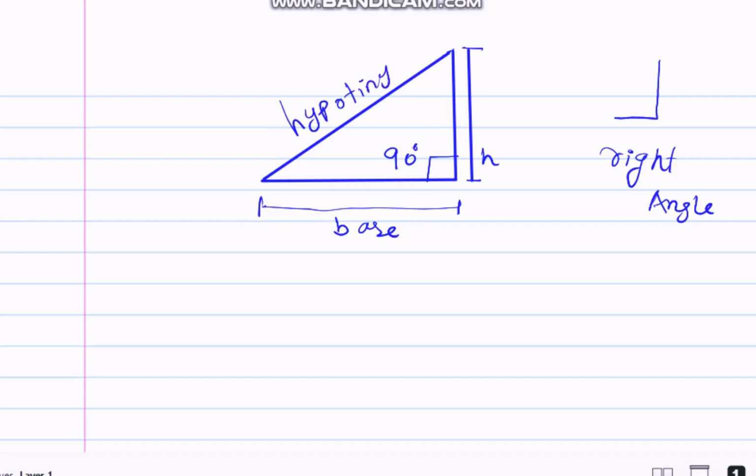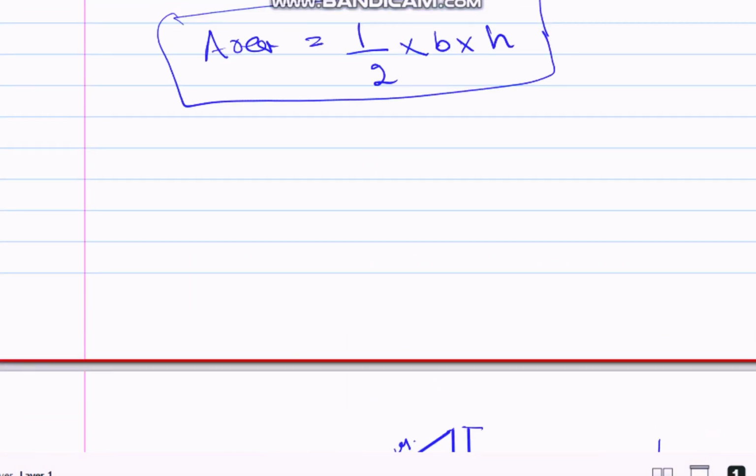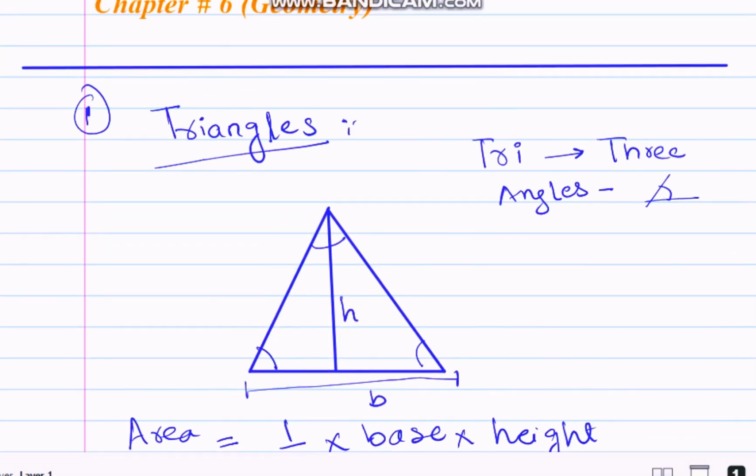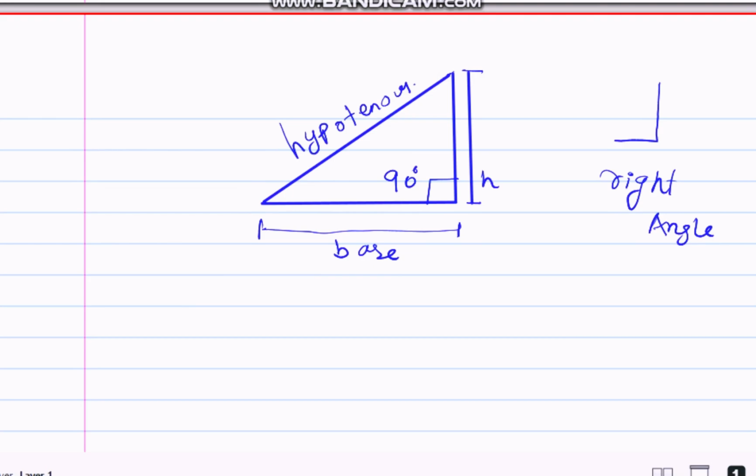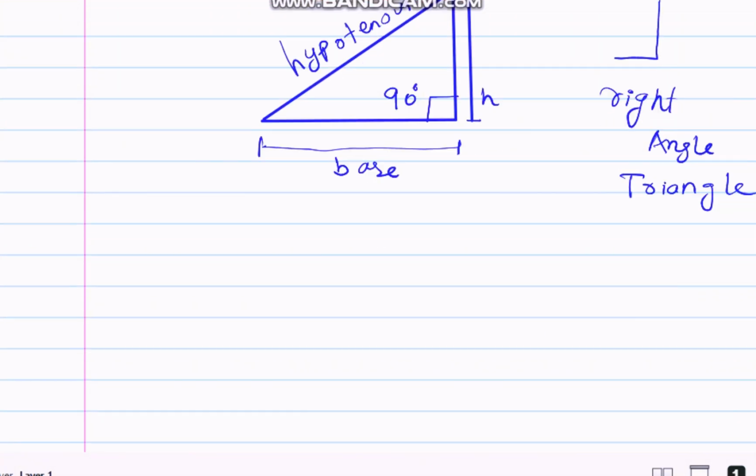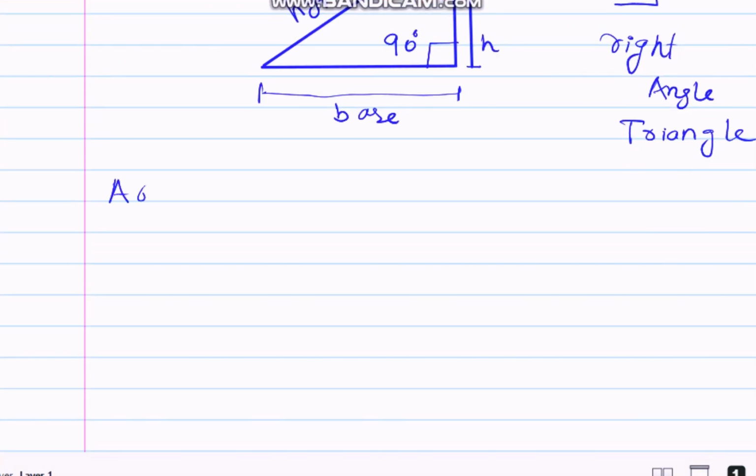Hypotenuse. Sorry if my spelling is wrong. Sorry, hypotenuse. Okay, so you can justify the triangle like this. This is called the right angled triangle. Now if someone asks you what will be the area of this triangle, it is very simple.